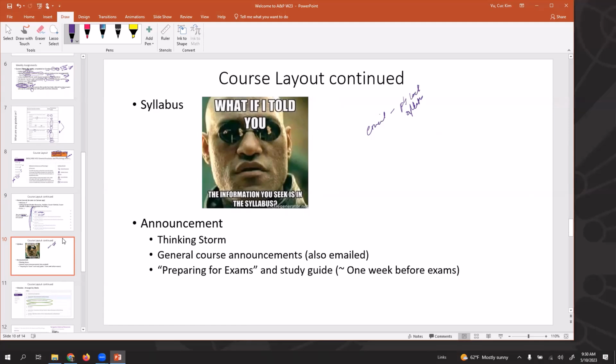Announcements. On the announcements page, there's the Thinking Storm link. That's an online tutoring service that's available to you. The general course announcements, I don't use as often because I do email students weekly, sometimes more than once, but usually I keep it to just weekly. Okay, and then before your exams, I will email a study guide to help you go through what you need to know. Okay, questions?